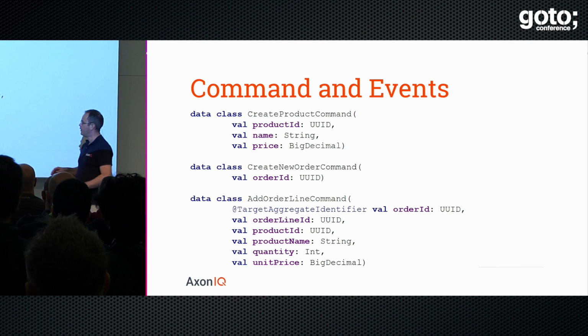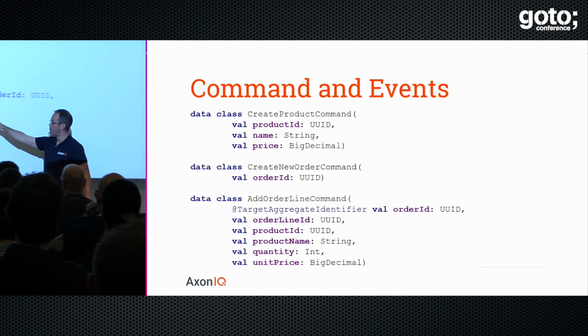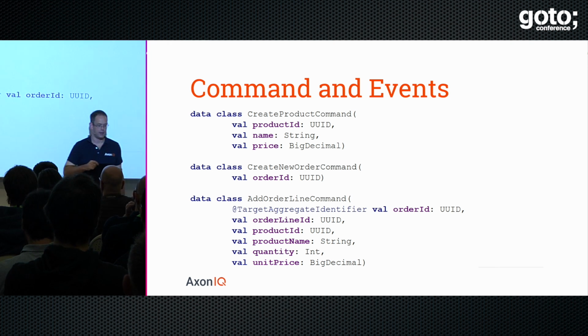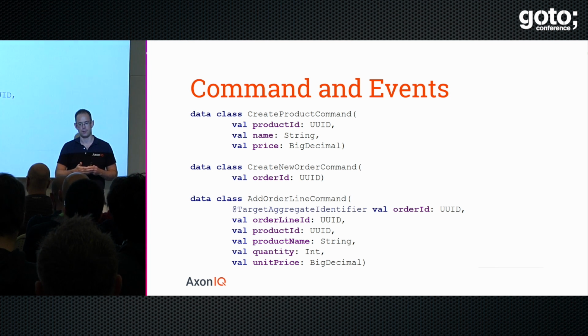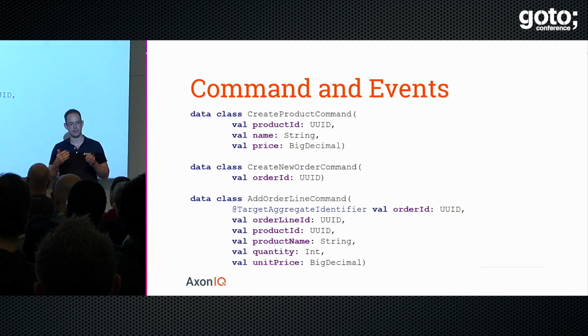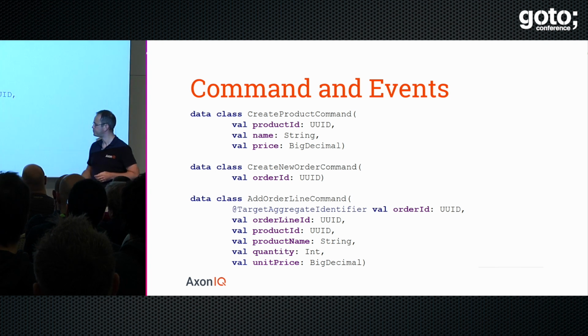So the flow would be that if this command is being processed by Axon, it would start reading all the events related to that existing order, replay them, then you have the state of that order in memory, and then you can actually execute a command. So that's how it would work.